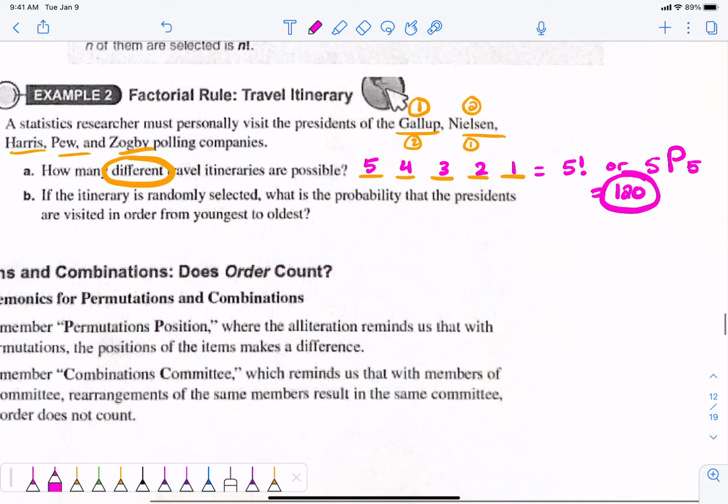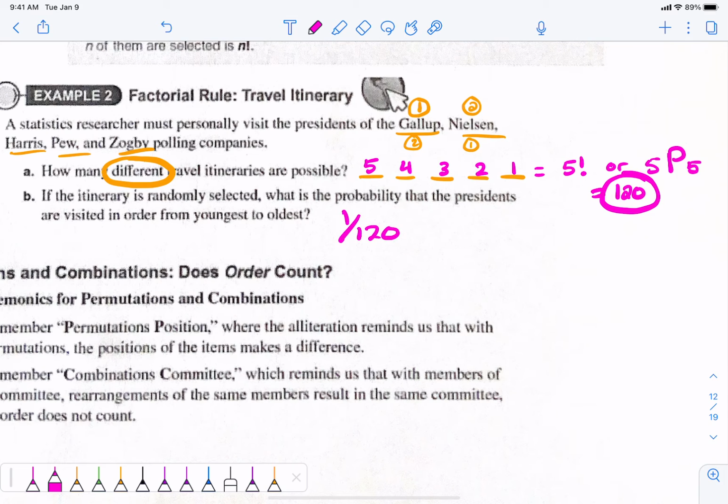That's crazy, okay? If the itinerary is randomly selected, what is the probability that the presidents are visited in order from youngest to oldest? 1 out of 120. They're trying to confuse you. There's only one way to order them from youngest to oldest. Only one way out of 120. So 1 out of 120 is the order from youngest to oldest. Don't get bogged down by the whole youngest to oldest thing. There's only one way of arranging them youngest to oldest. Okay? 1 out of 120. Make sense? Happy with that?